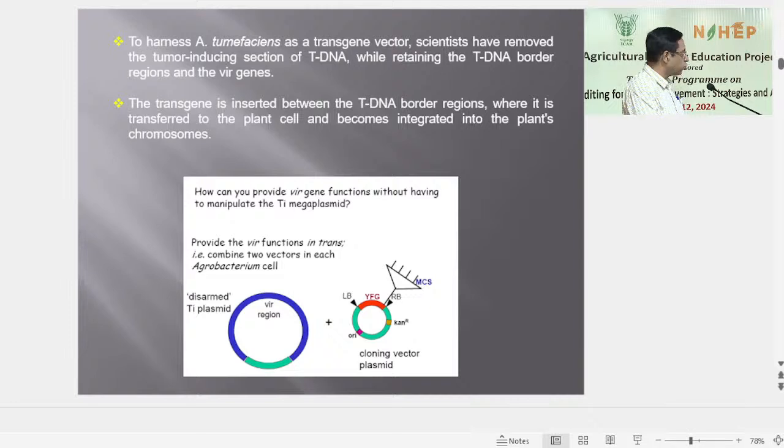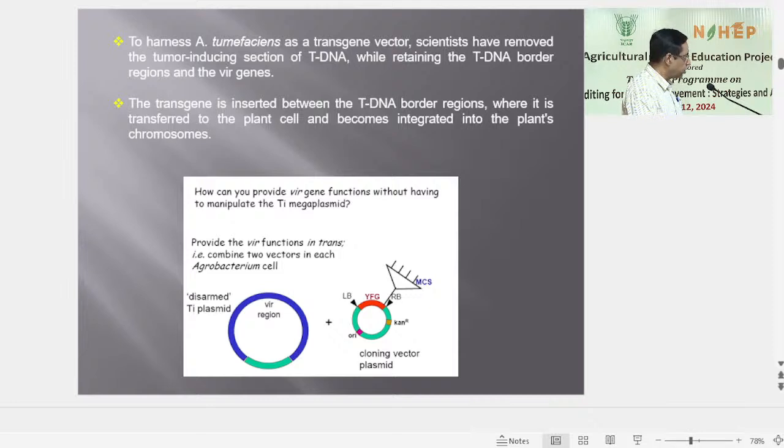Here which cell is the host cell? Bacterial cell, the plant cell, host. So in the bacterial cell population, very few cells will actually transform, okay, and eventually you use the conditions in which transformed cells will live and untransformed cells will die or they will not grow.